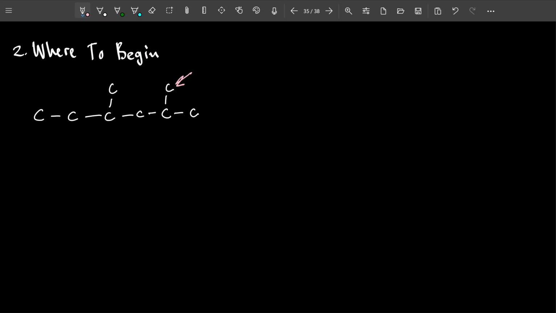So I'm going to start counting from the end that is closest to the first carbon. Okay, that is to that. So this is my first carbon. It is closest to the end, and I'm going to start counting from the end, and I'm going to number all the carbons in my parent chain.